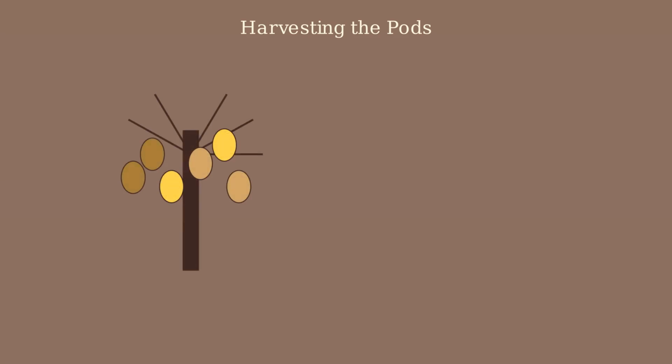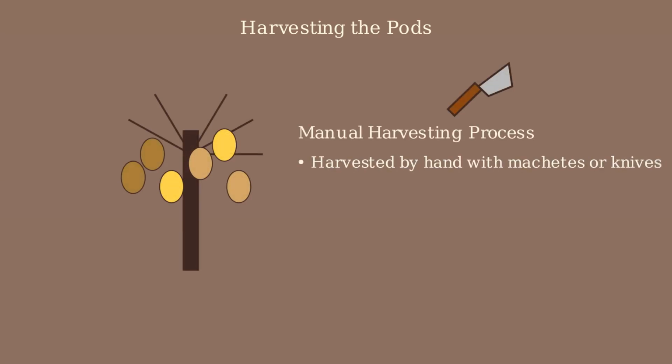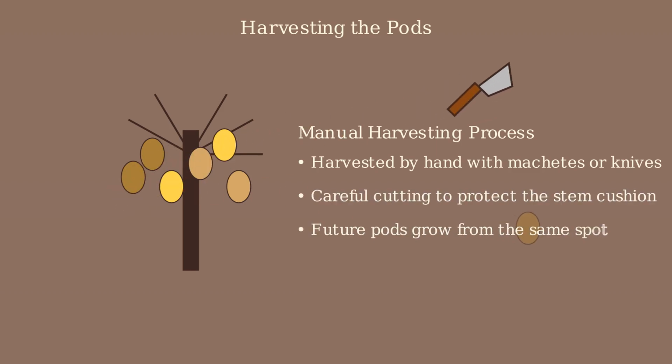Harvesting cacao is a careful manual process that requires skill and precision. Farmers use machetes or special knives to cut the pods from the tree trunk and branches. Great care must be taken to protect the cushion on the tree where the pod attaches. This is where future pods will grow, so damaging it could reduce future harvests.